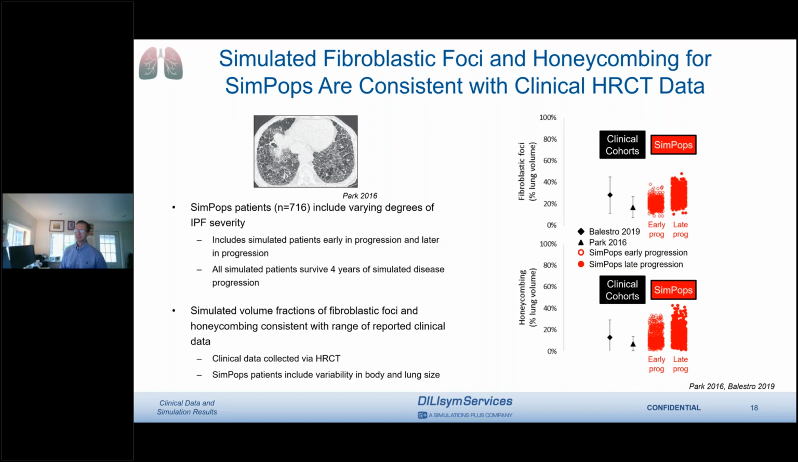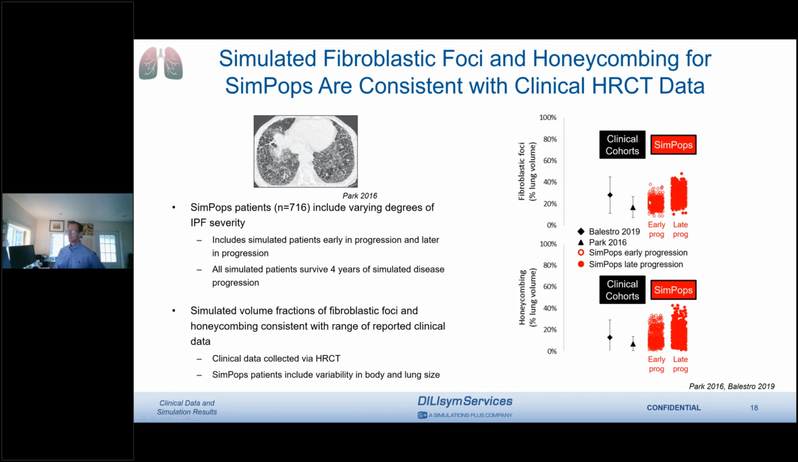And so what you can see here, and I think each of the subsequent graphs will show something similar, is that the clinical data are listed in black in the cohorts from the various papers, the published data, as well as our SimPops. And in this case, each individual circle represents a separate and individual simulated patient. The starting group here was an N of 716. We started them at T equals 0, so, if you will, not long after diagnosis, so hopefully relatively early in the progression scheme, as well as after a couple of years of disease progression.